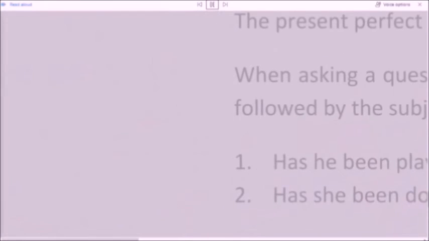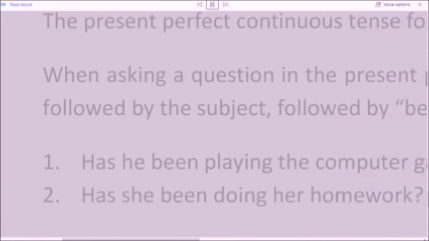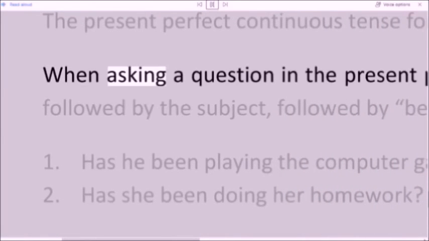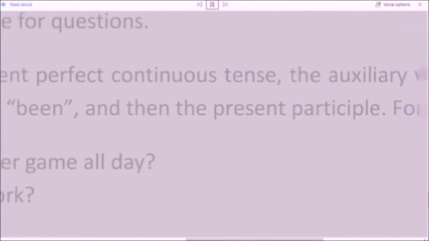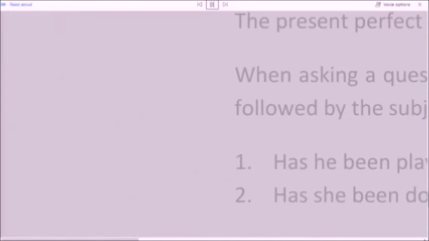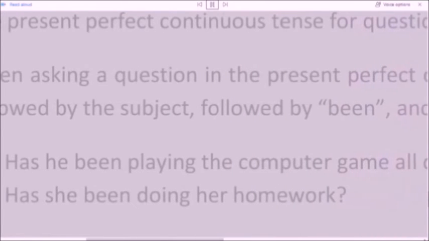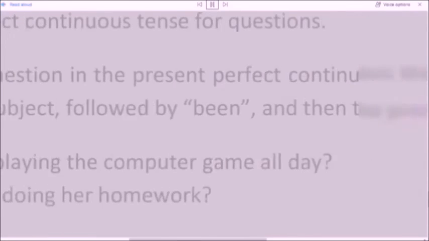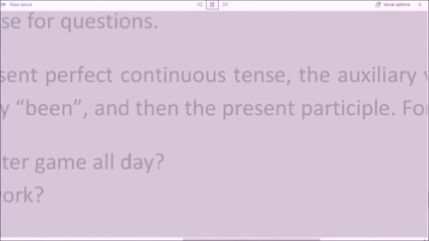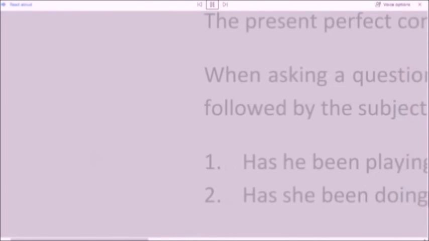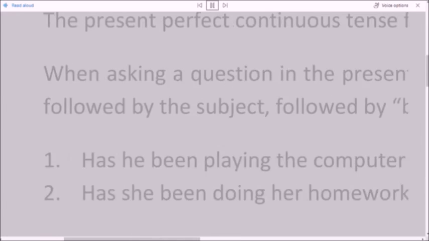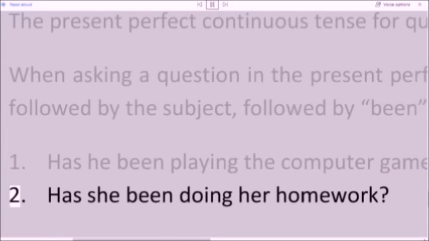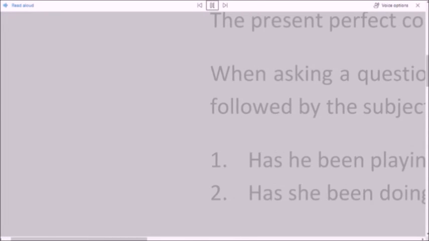The present perfect continuous tense for questions. When asking a question in the present perfect continuous tense, the auxiliary verb comes first, followed by the subject, followed by been, and then the present participle. For examples, 1. Has he been playing the computer game all day? 2. Has she been doing her homework?